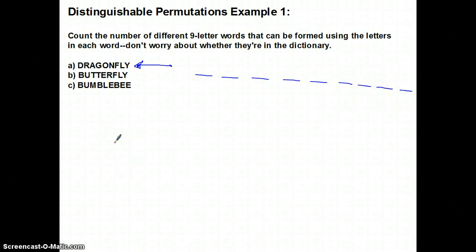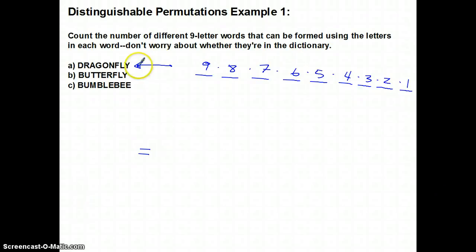9 different slots. And first thing we say is, how many different ways can we pick the first slot? Well, that's 9 different ways. How many different ways can we pick the second slot? Now we have a total of 8 ways. We work our way all the way down to 1. And so we multiply, we get a really big number there.